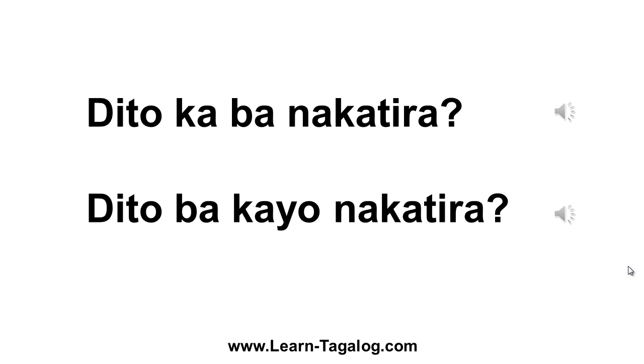Dito ka ba nakatira? Dito. That means here. Here. So what are we asking? Do you live here? Okay. What if somebody meets you on the street and they're asking, do you live here? Or they see you at your apartment building and they live nearby and they might ask, do you live here? Dito ka ba nakatira? Let's listen. Dito ka ba nakatira? And again. Dito ka ba nakatira? Good.